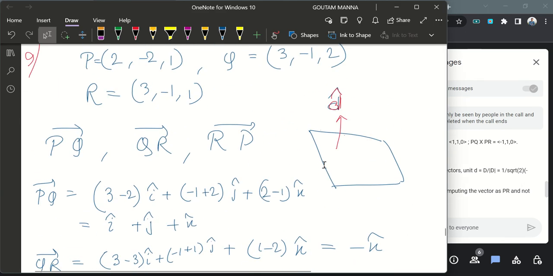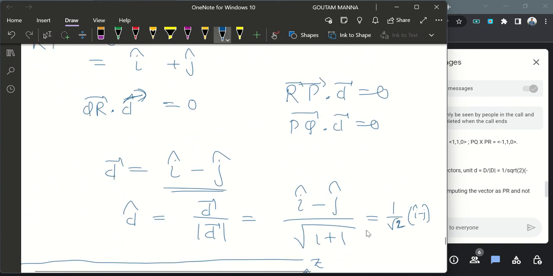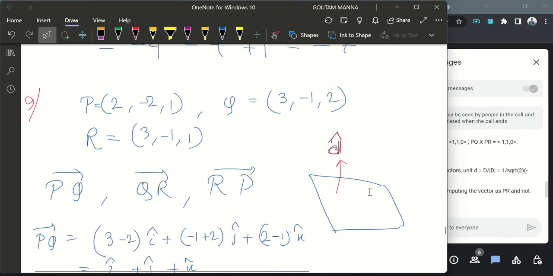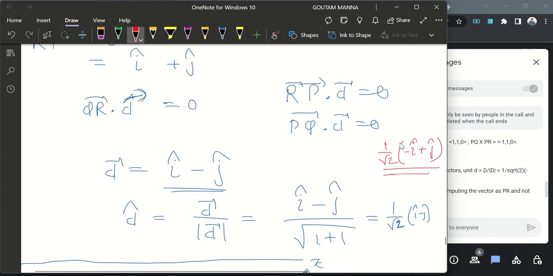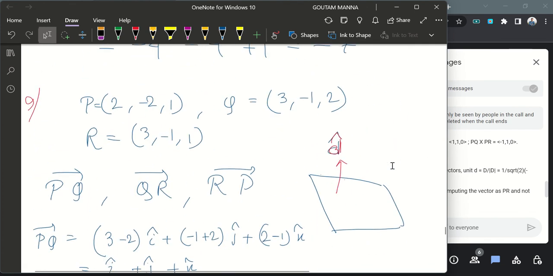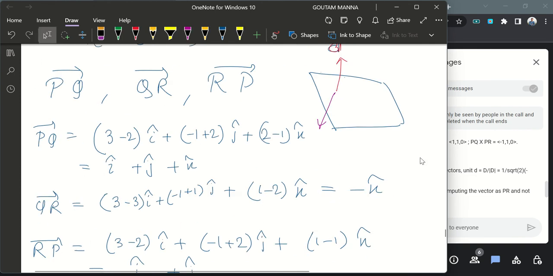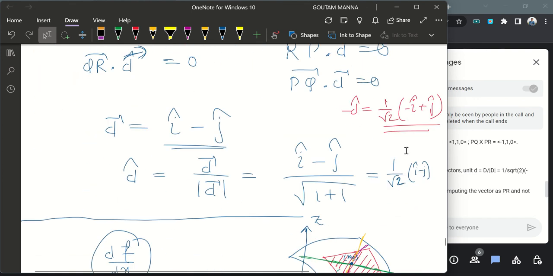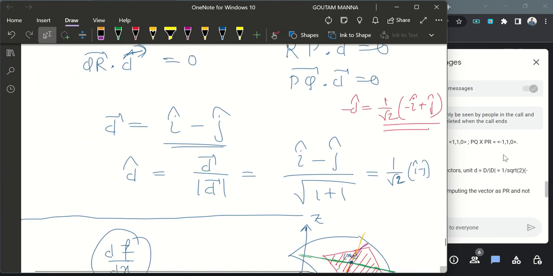Okay, so in problem 9 of assignment 1, the answer he got is 1 by root 2 times minus i hat plus j hat. So both are correct actually. That means you are basically multiplying a minus sign with the vector. So this is basically minus d vector, and if d is perpendicular to this plane, then this minus d will also be perpendicular to the plane. So the answer you got is right, but to match the option you need to multiply it by minus 1 and then choose the correct option.